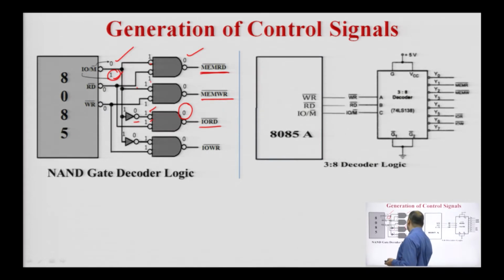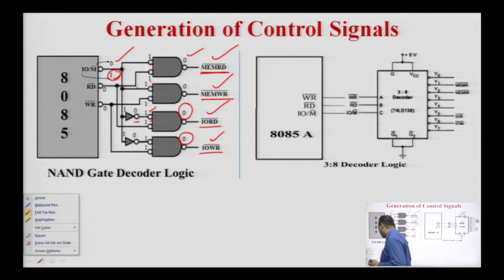Similarly, for input output write control signal, the NAND gate will give logic 0 by applying the status on input output or memory as 1; it is inverted, it becomes 0, and the write control signal is 0. So the input to this NAND gate is 1 1 and the NAND gate will give the output 0. This way the processor will generate the control signals, that is memory read and memory write control signal for memory related operation, and input output read and input output write control signal for input output related operation.